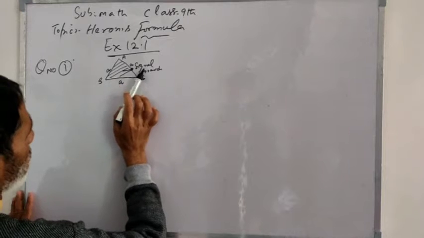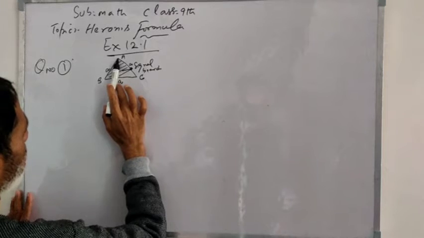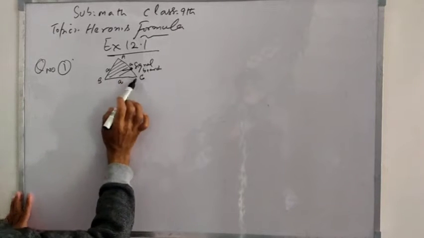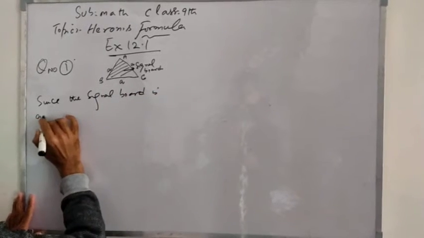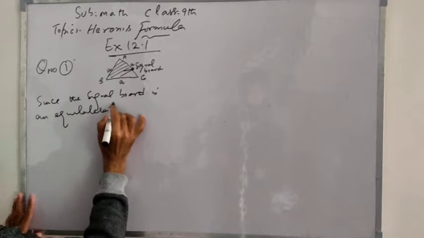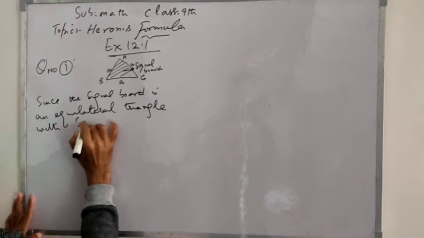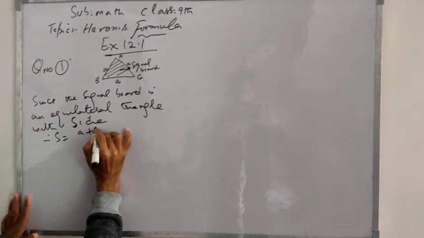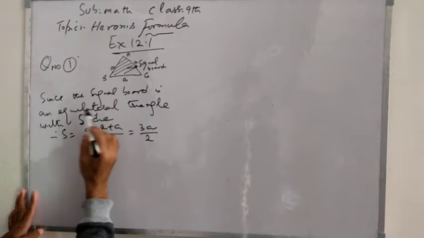We will do exercise 12.1, question number 1. In this question, there is a traffic signal board which is in the form of an equilateral triangle whose each side is equal to A. We have to calculate the area of this traffic signal board. Since the signal board is an equilateral triangle with side A, therefore S will be equal to A plus A plus A divided by 2. That will be equal to 3A divided by 2, because each side is equal to A.